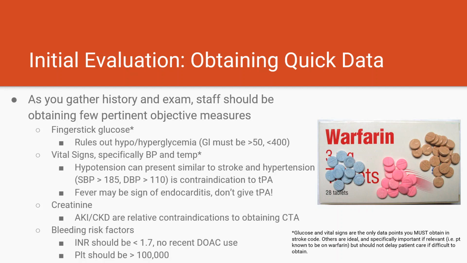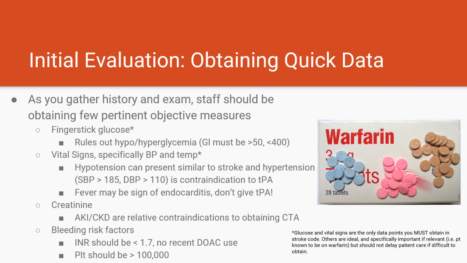Temperature is of course also important. As I said, it will clue you into things like meningitis or endocarditis. Another lab that ideally you obtain during a code stroke is a creatinine. As we'll discuss, vessel imaging is a must during acute stroke care, and our ideal test is the CTA, but that comes with a hefty dose of contrast. If your patient has an AKI or CKD, then this is a relative contraindication to obtaining a CTA.